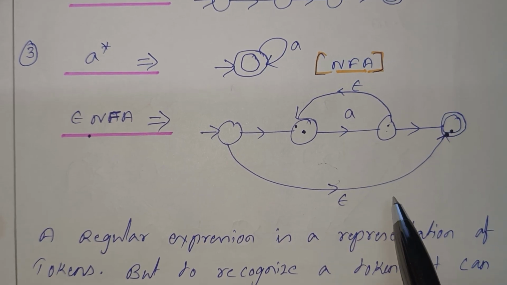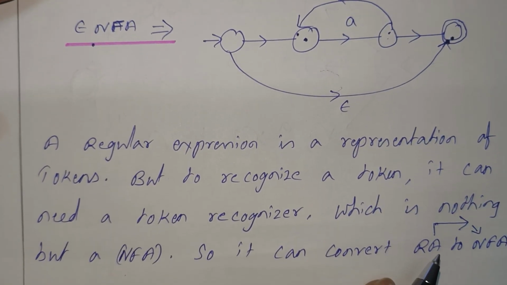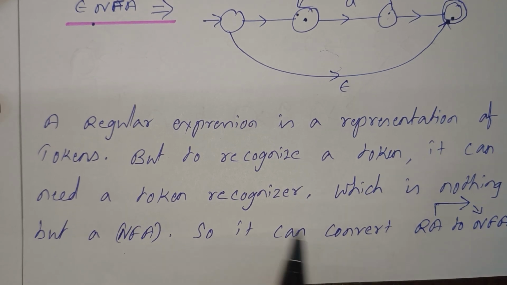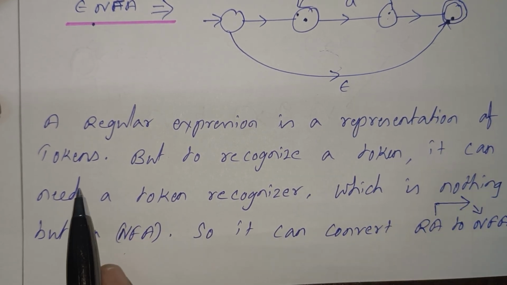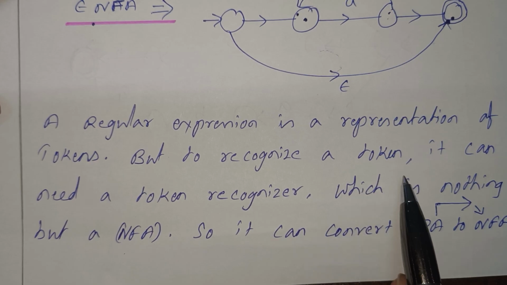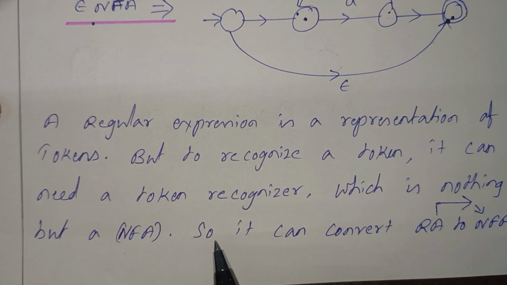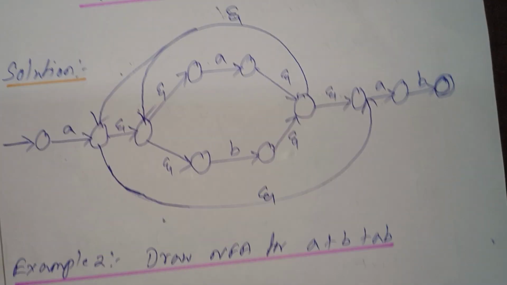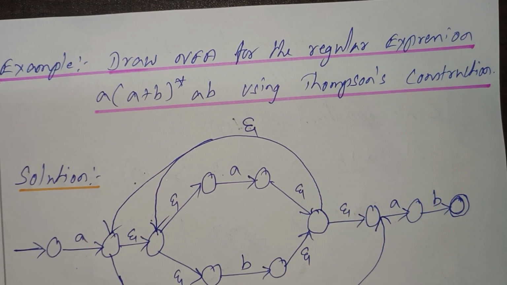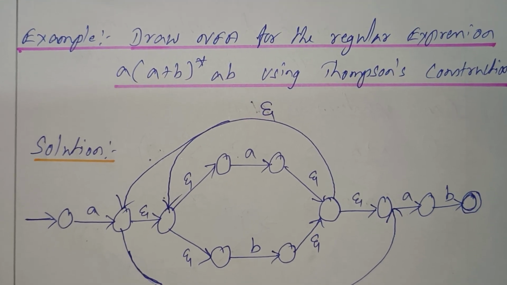So the basic principle here is that a regular expression is a representation of tokens. But to recognize a token, we need a token recognizer, which is nothing but an NFA. We are using the same NFA for the basic operations, so we can convert a regular expression to an NFA by using these basic principles. Now let me show you the basic operations with an example with one particular diagram.